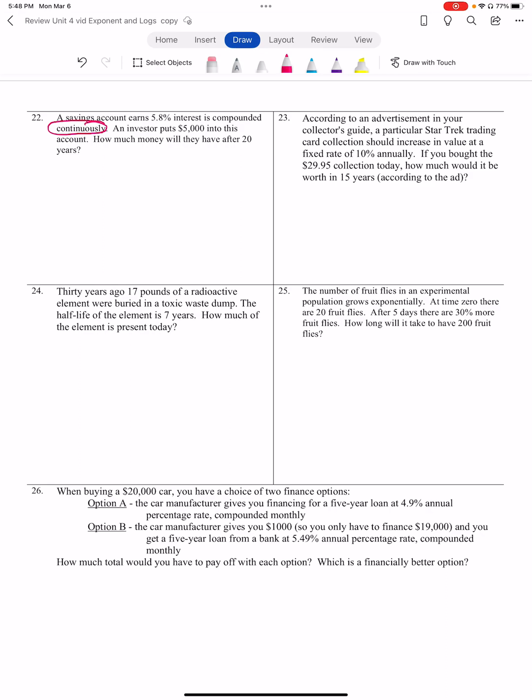This is going to be the formula A equals P e to the rt. So we have our Pert formula, and that's with continuous compound interest. A is your account balance, which is what we're trying to find. P is our principal, our original investment, which is 5,000. E, of course, is our number. And our rate is 5.8, which is going to be 0.058 in 20 years. So it's going to be to the 20 power.